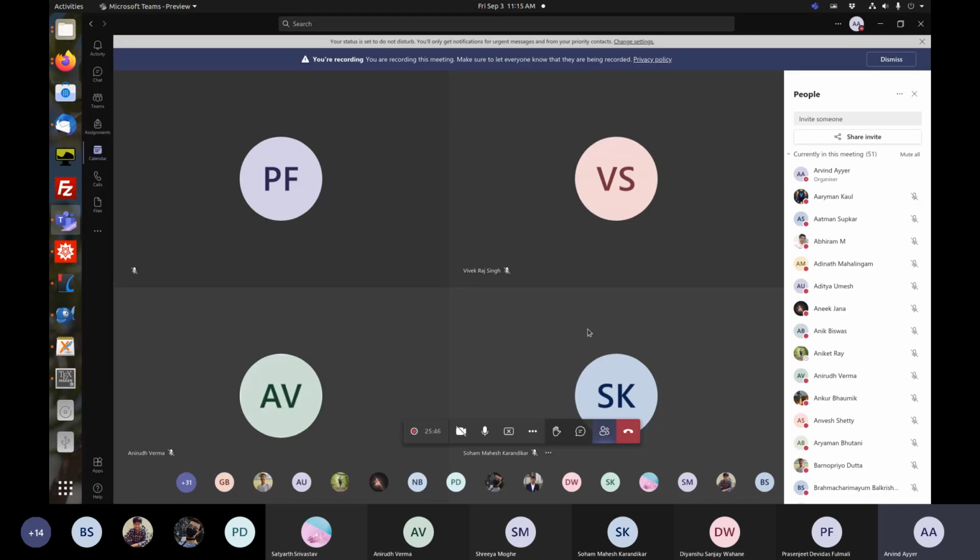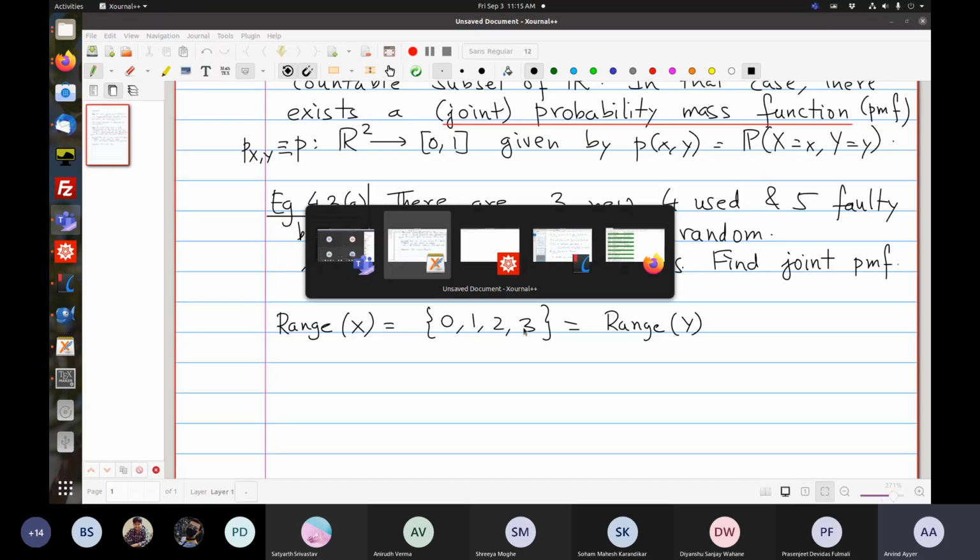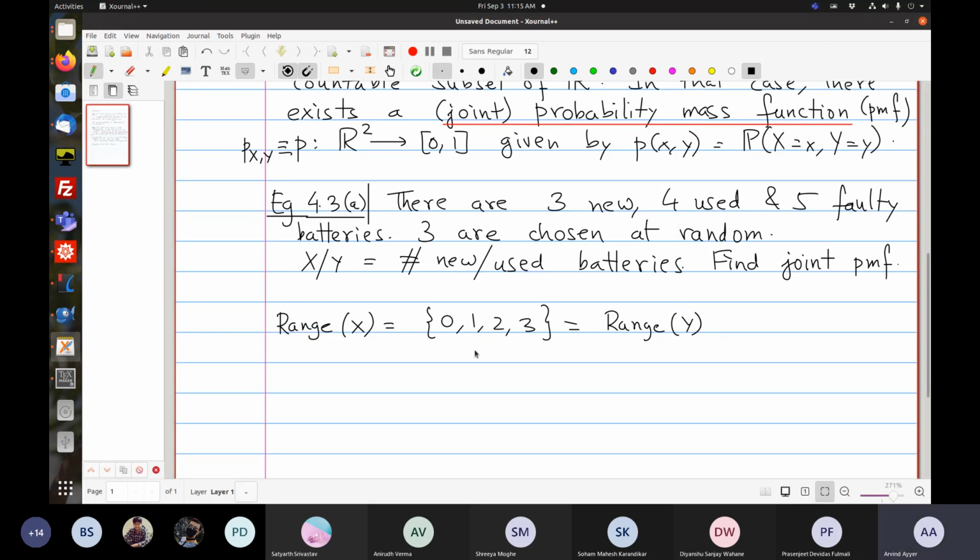No. I was worried that someone would say that. You're only choosing 3 batteries, so this is actually the same. You cannot have 4 because you're only choosing 3 batteries, but you can have any others. Therefore, (X, Y) lives in (i, j), where both i and j run from 0 to 3. That makes your life a little simpler.